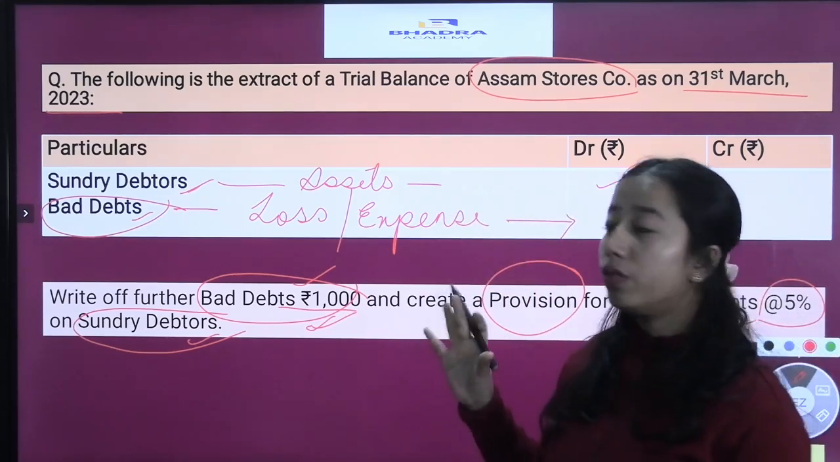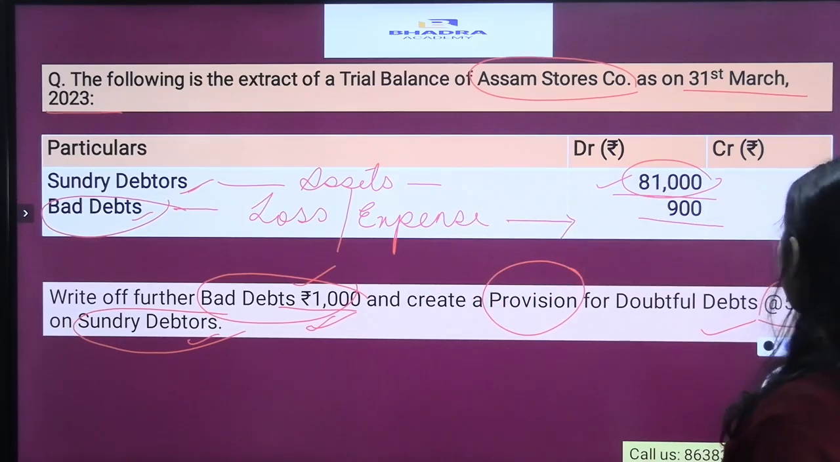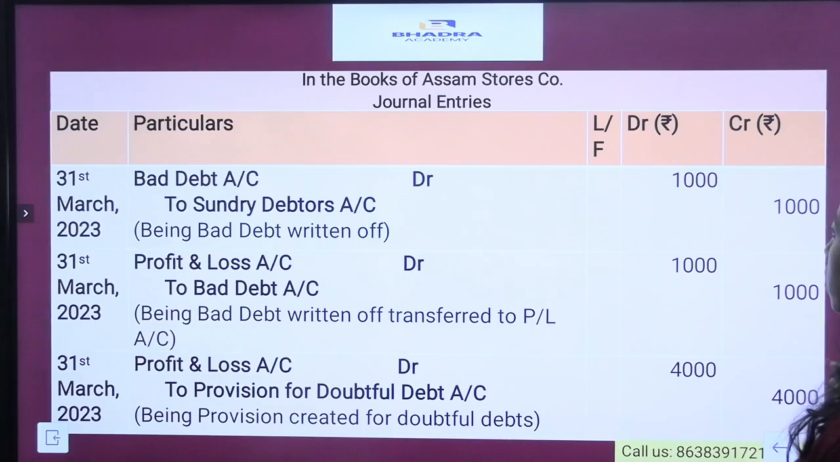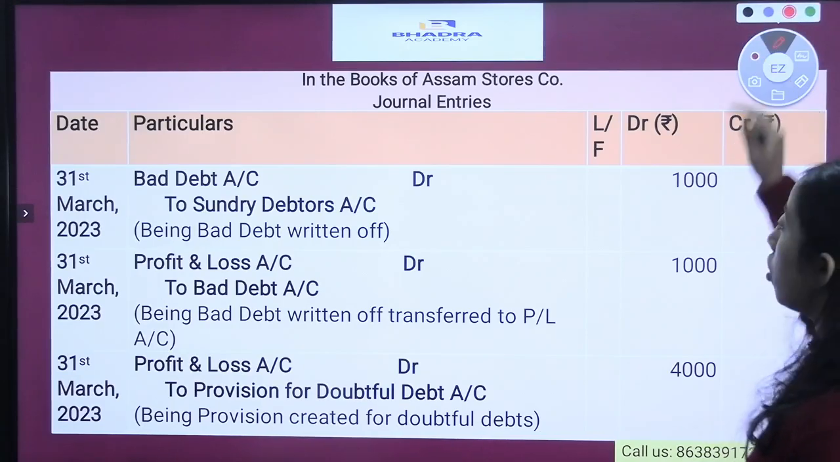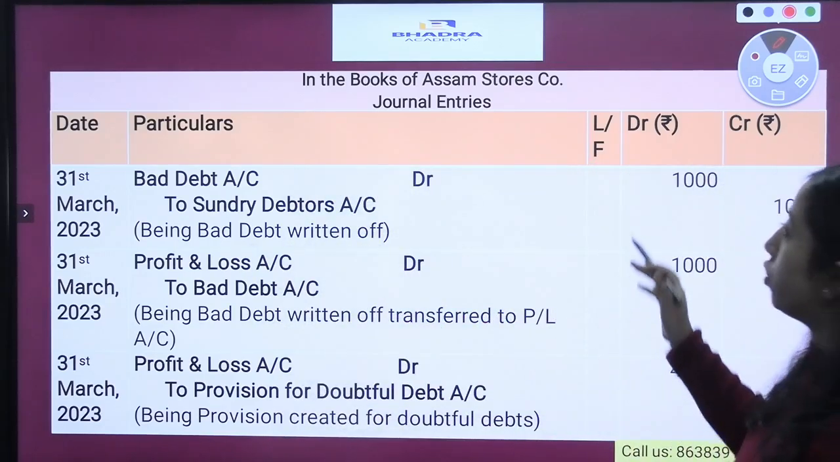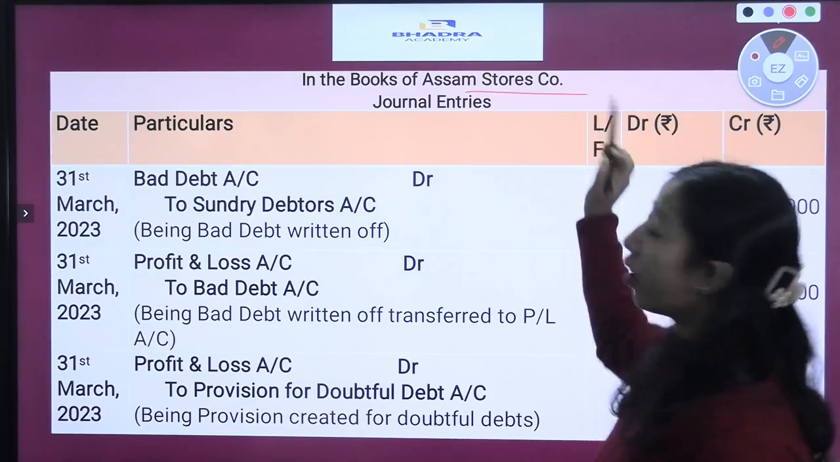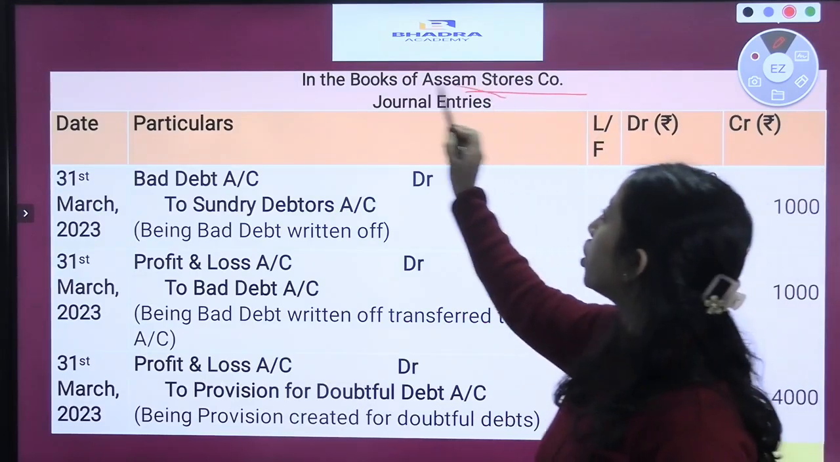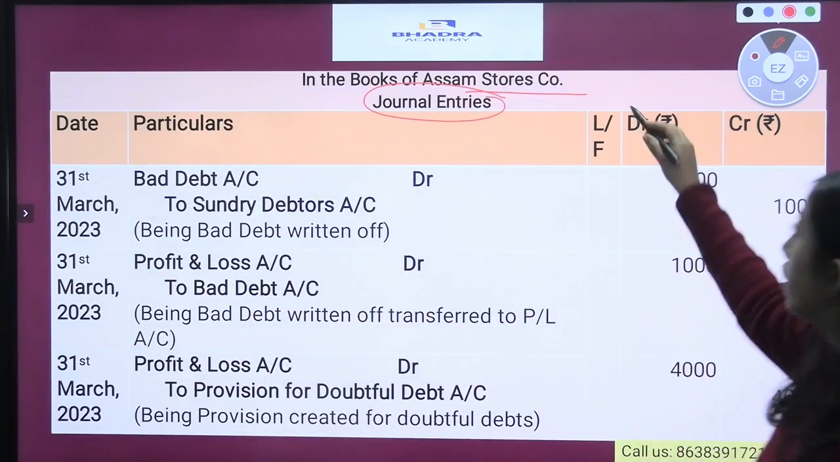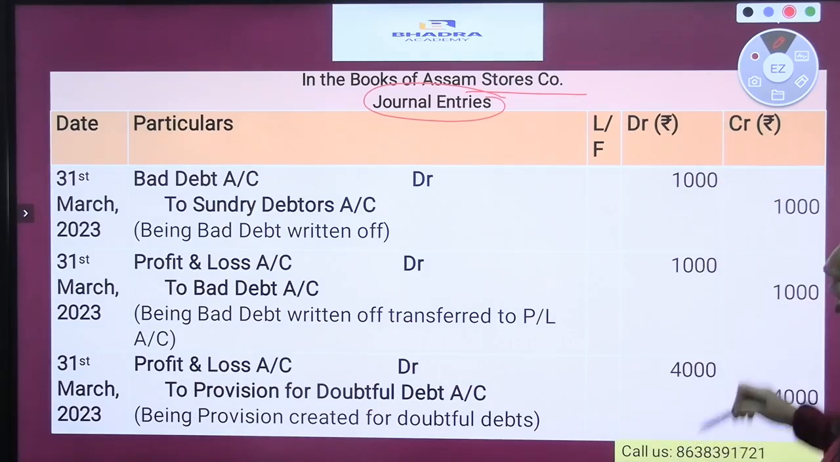So now we will move to the answer part. This is the explanation of the information that we have. What do we do to write off bad debts? As mentioned in the question, every time we create journal entries, we give the name of the organization and then we mention journal entry. Then we have the date column, the particulars column, the ledger folio column, the debit amount column, and the credit amount column.